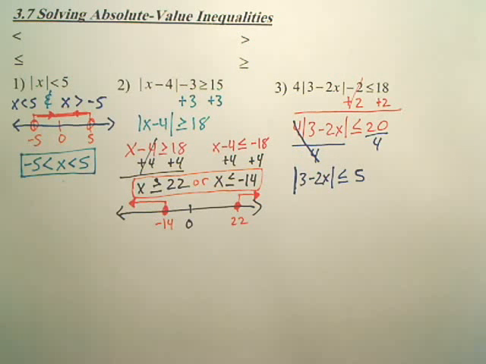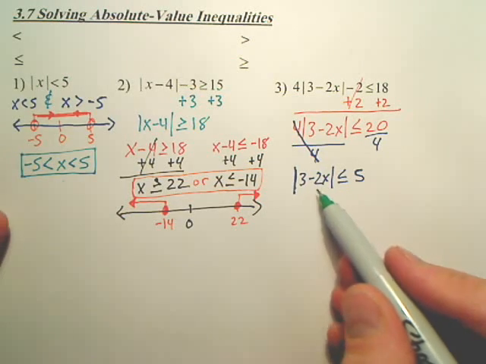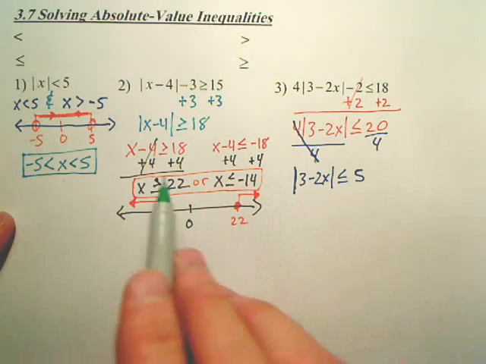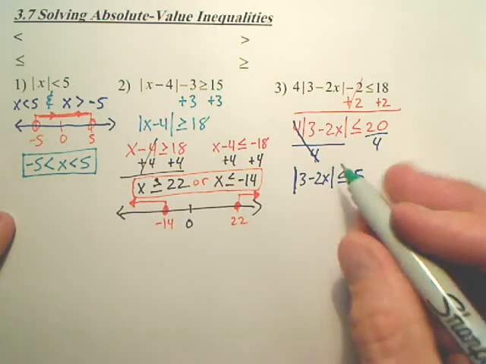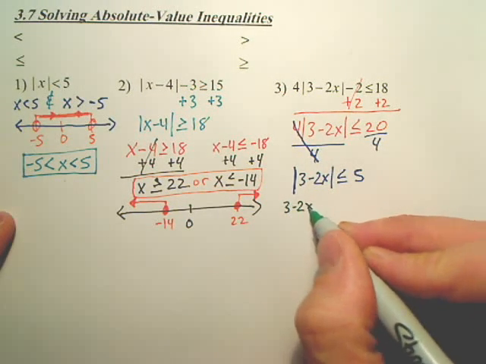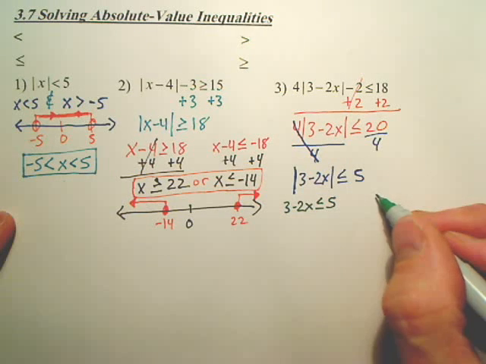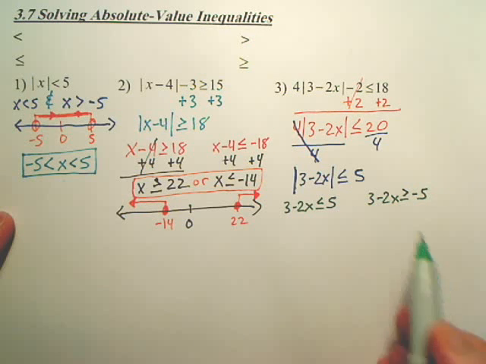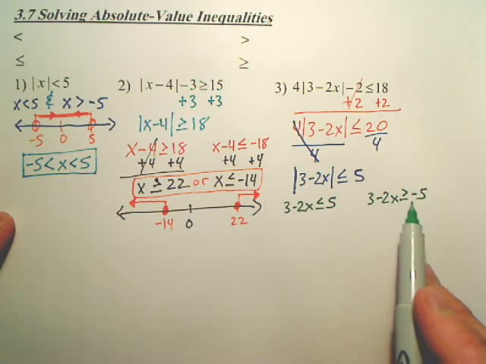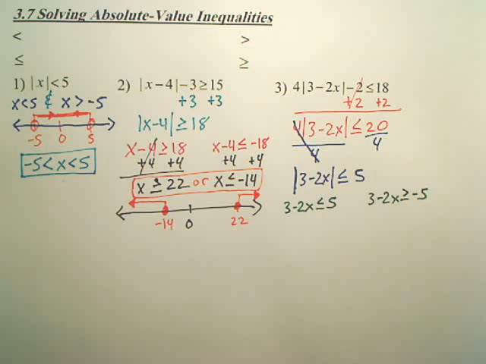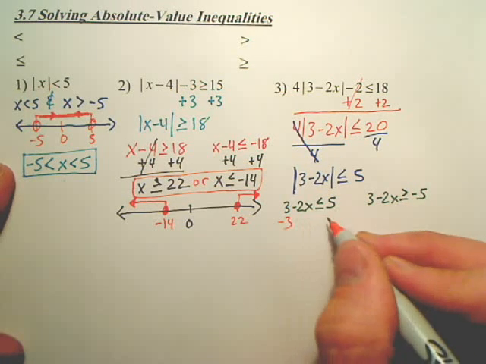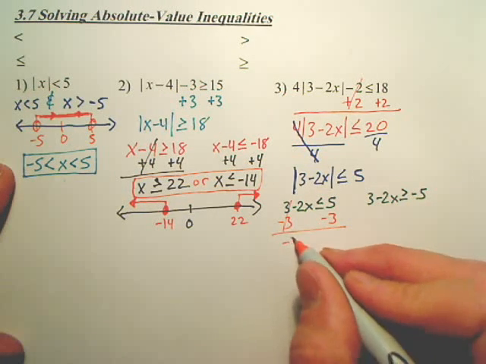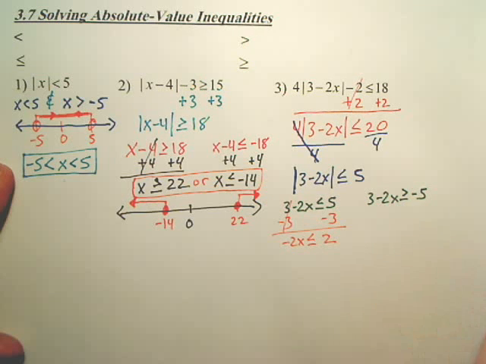Okay, I have now an absolute value by itself. According to what we did here, we make 2 equations. So I'm going to make 3 minus 2x is less than or equal to 5. And I'm going to make 3 minus 2x is greater than or equal to negative 5. 2 equations, one normal, one with the negative and the sign flipped. I am now going to solve each of these individually. Over here, I'm going to minus 3 and minus 3.